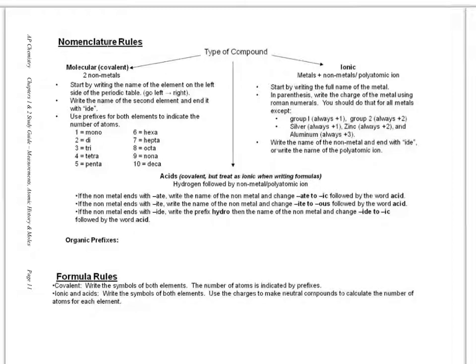So for example, carbon monoxide would be CO. Or PCl5, for example, would be phosphorus pentachloride. H2O would be dihydrogen monoxide, and so on.